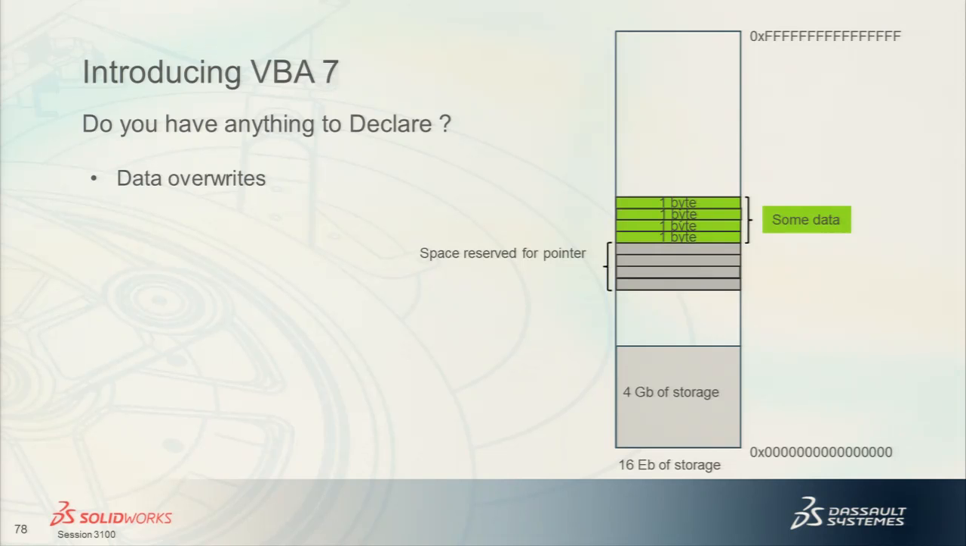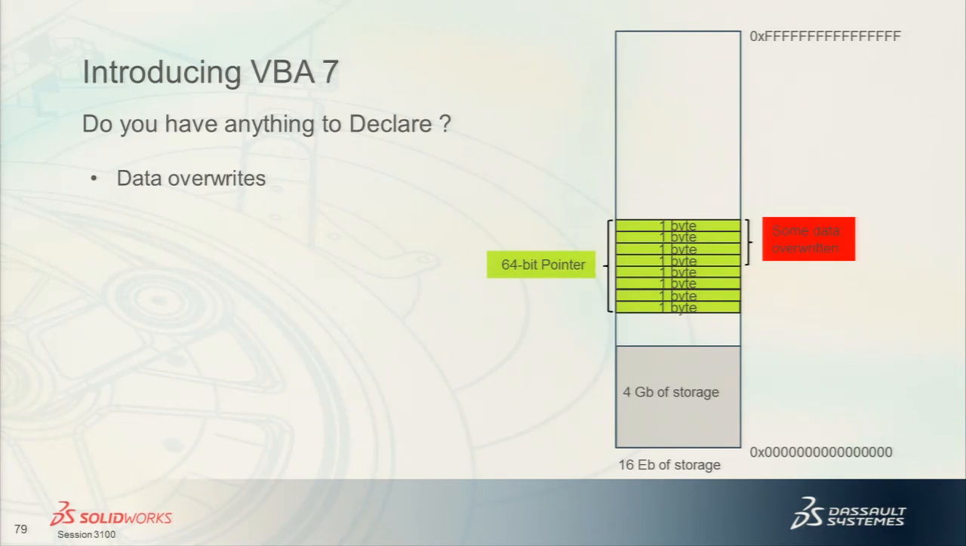Another example here is you can overwrite data. So your application is still reserving 4 bytes for an address or a pointer, and just above that there is some useful data here. And if someone actually gives you back a 64-bit pointer, your data is gone. So this is where the data was living, now overwritten. And it's usually hard to find those things.